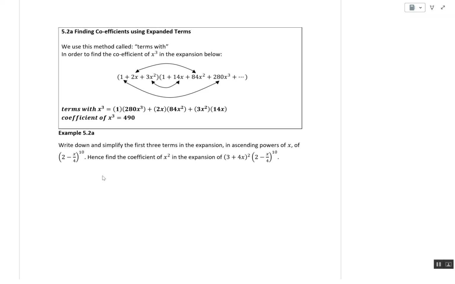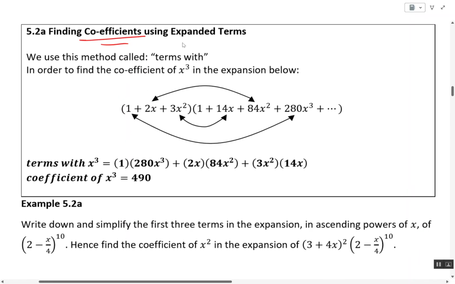Okay, so this next video is, subsequently, now that you have learned expansion, how do we use the expanded form to find the coefficient of a particular term? In this method, we call it terms with. Okay, what do I mean by this?